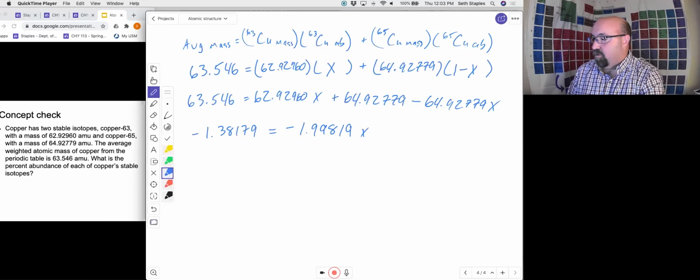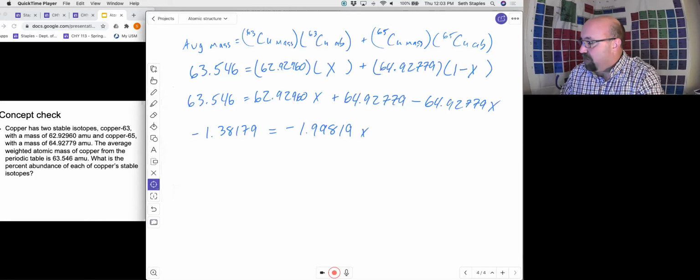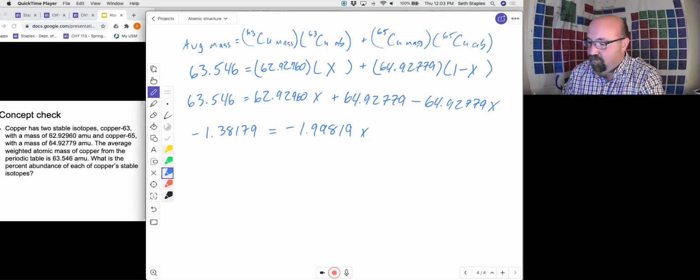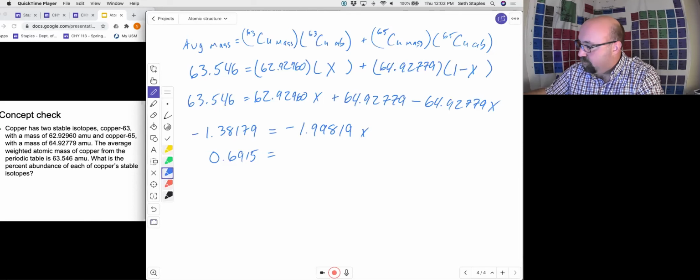And so now what we can do, again, just more algebra, we're going to go ahead and divide both sides by this negative 1.99819, and that will then get x all by itself. We will have solved for x. And so when we do that math through, we get an x value equal to 0.6915. And that's equal to x.